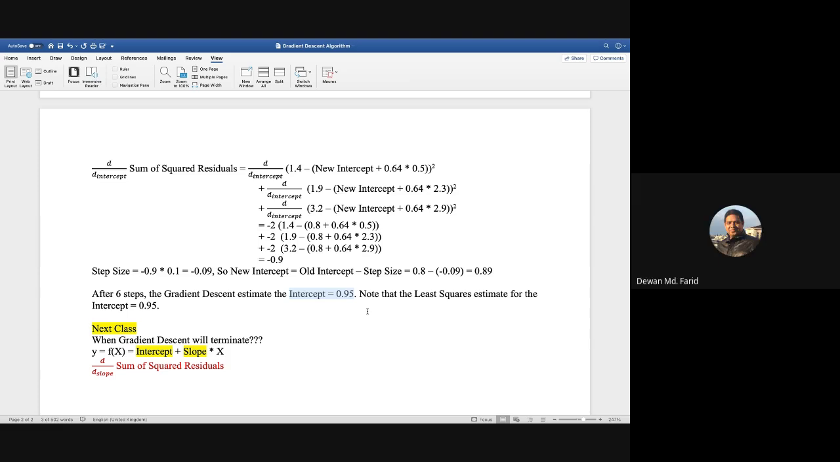Okay. So now what to do? We have to find the value for W1, right? We'll do the same thing.